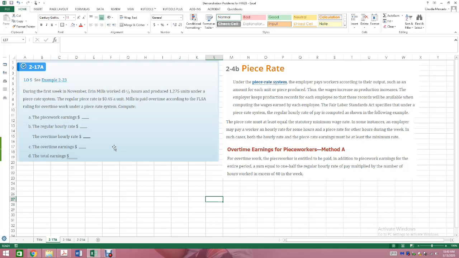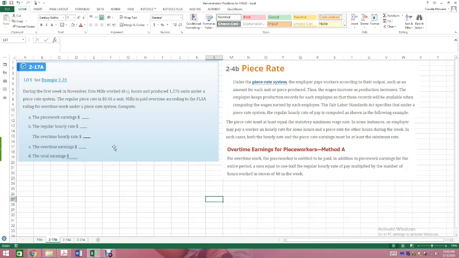The employer keeps production records for each employee so that these records will be available when computing the wages earned by each employee. The Fair Labor Standards Act specifies that under a piece rate system, the regular hourly rate of pay is computed as shown in the example provided in your textbook. I didn't cover the example, but you can go back and refer to the example in your book if necessary.